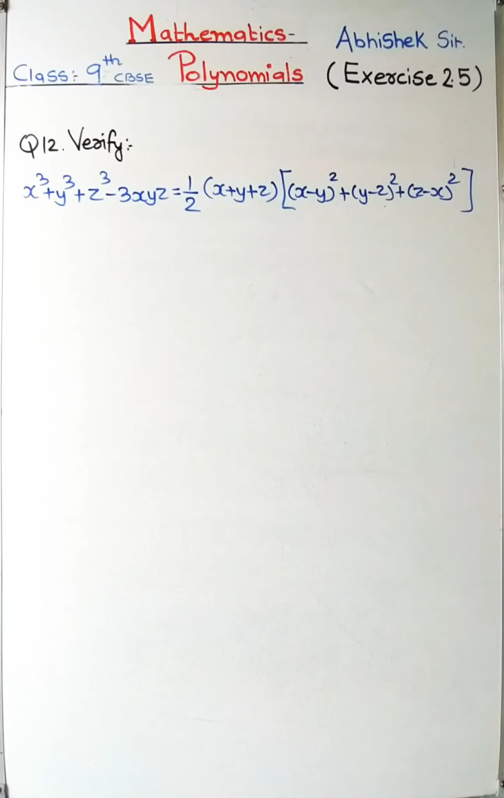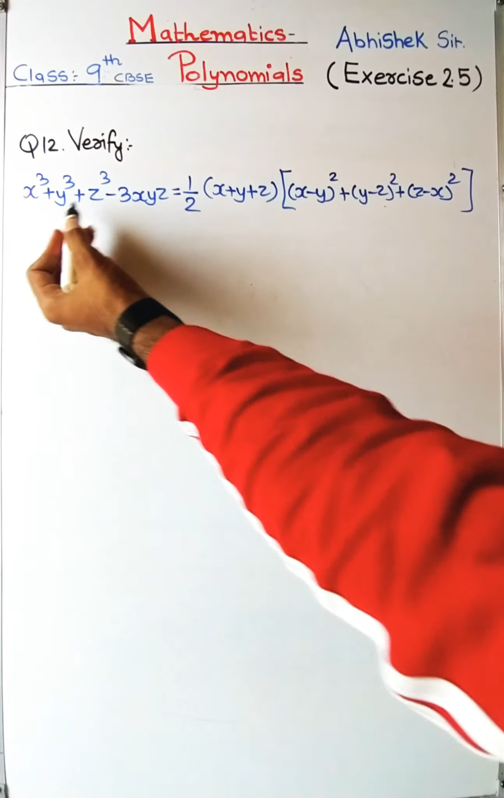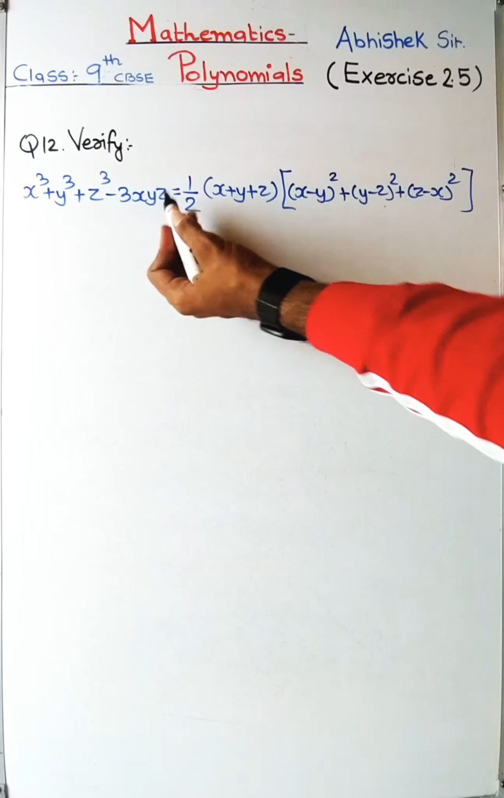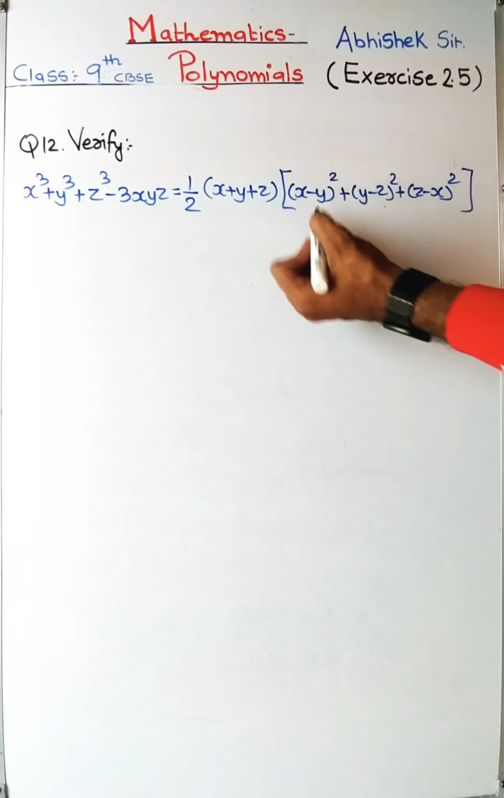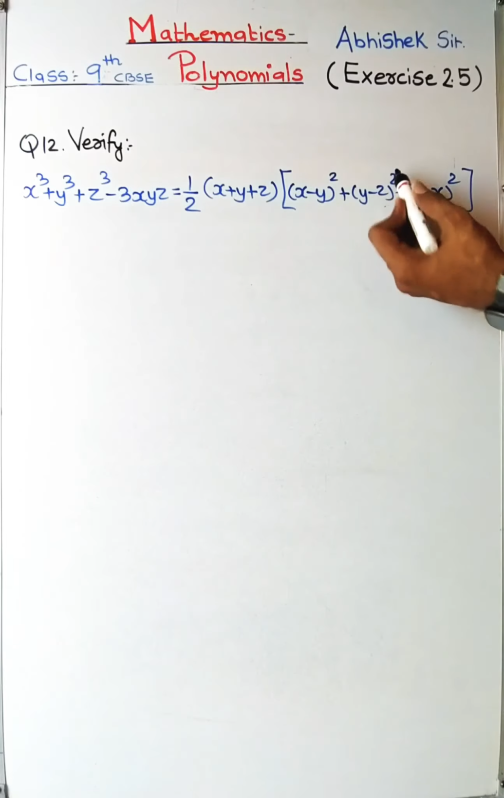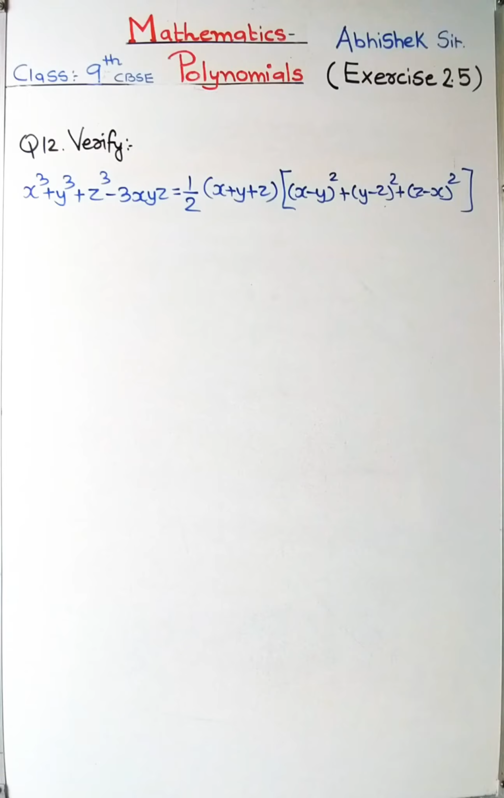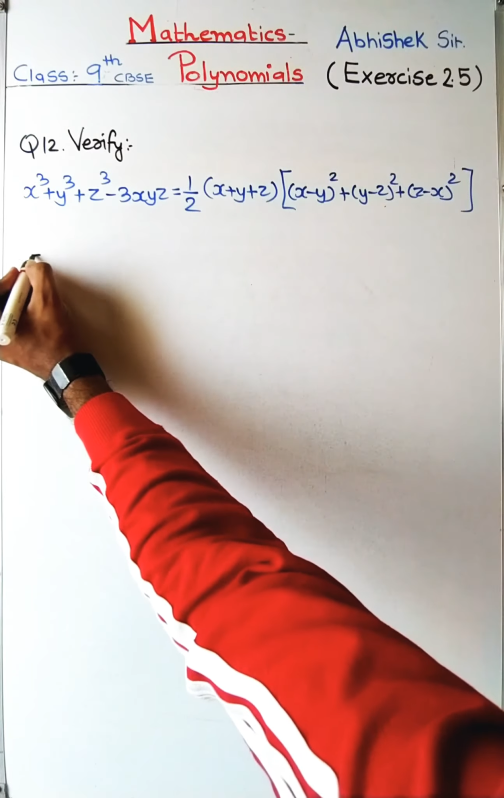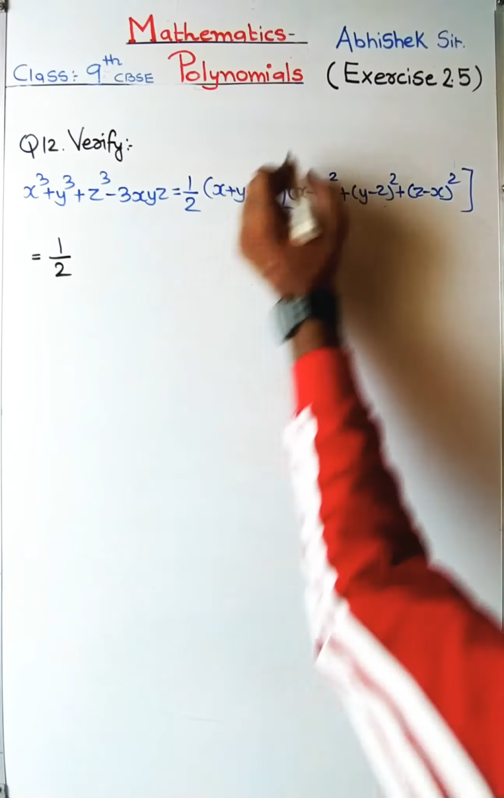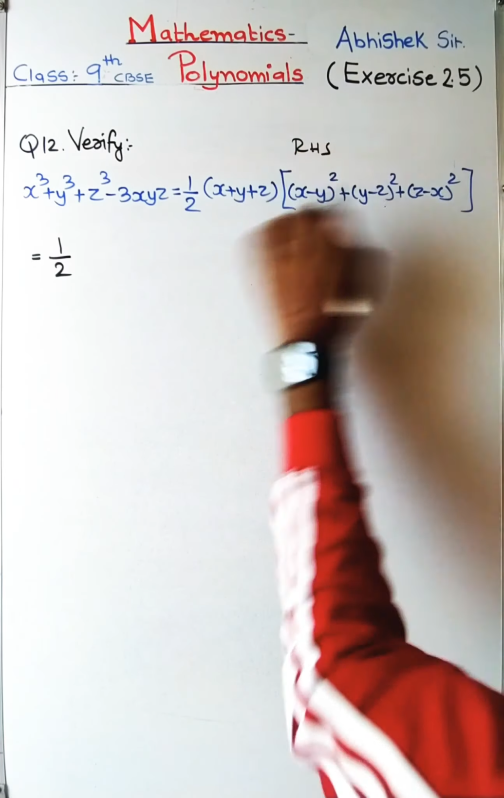Question number 12 is a huge question of verification, that is x cube plus y cube plus z cube minus 3xyz equals 1 half into bracket x plus y plus z in bracket (x minus y) whole square, (y minus z) whole square, (z minus x) whole square. So what we will do, we will be trying to verify this by expanding all these brackets. So let us see what we can do. We will start with the RHS part.